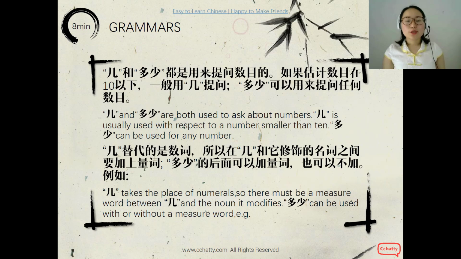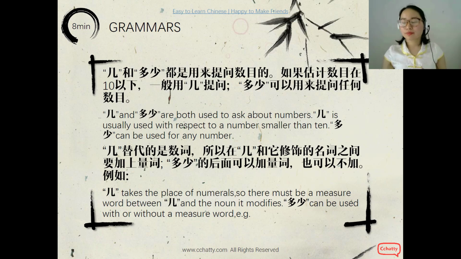Now we will learn a question word for asking about numbers, like how much, how many, or how old, asking the age. We have 2: 几 and 多少. If the answer is usually a number smaller than 10, below 10, we can use 几.